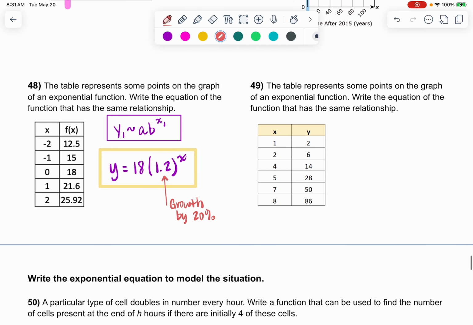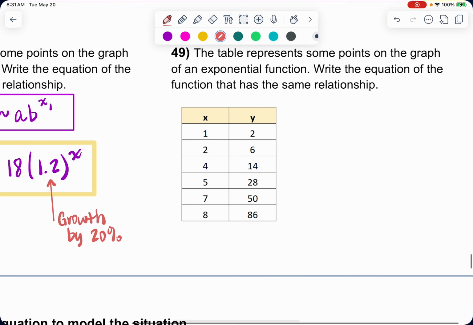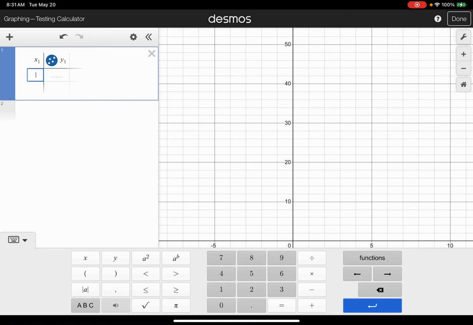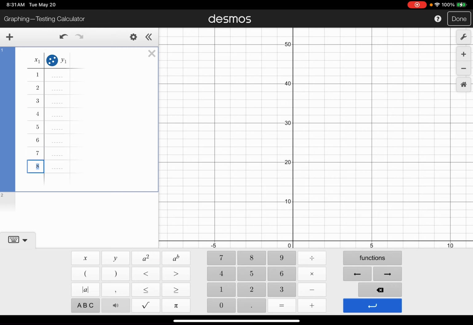Okay. All right, we're gonna do the exact same thing over here on this guy. So I'm gonna go back to Desmos, and I'm gonna go to my table. And let's see, 1, 2, 3, 4, 5, 6, 7, 8. And this is also another growth, clearly, because the y's are getting bigger.